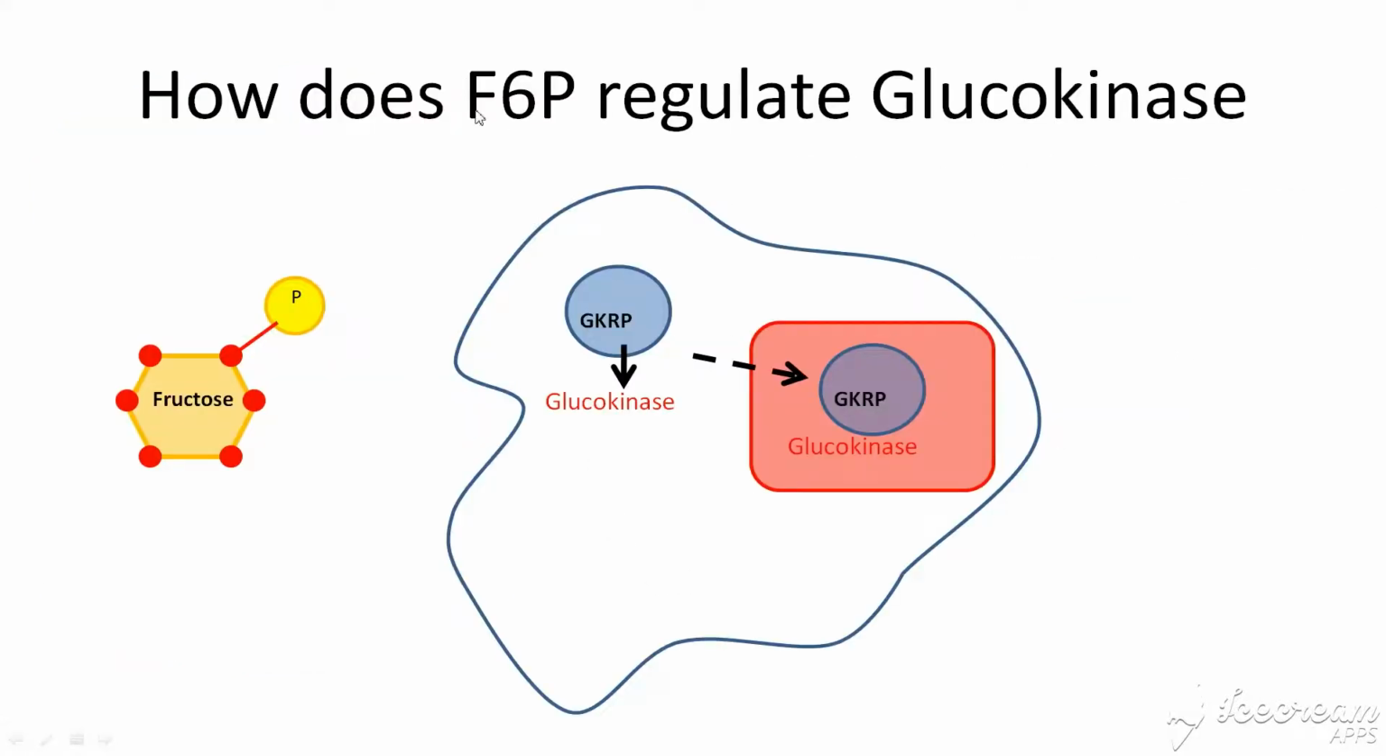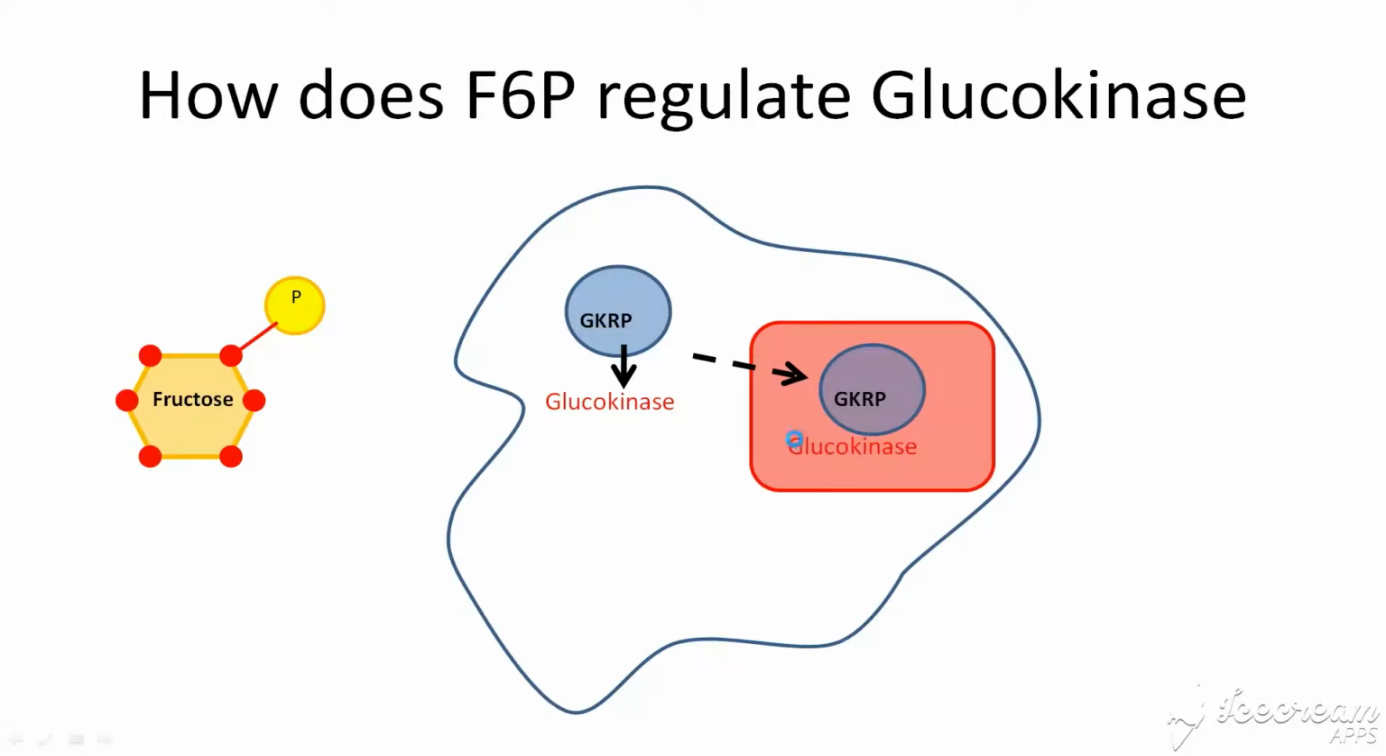Okay, so how does fructose 6-phosphate actually regulate glucokinase? Well, we said before that in the presence of fructose 6-phosphate, glucokinase will be inactive. So how does this happen? In the presence of high levels of fructose 6-phosphate, it's going to stimulate a protein called GKRP, or glucokinase regulatory protein. Now this GKRP protein is going to bind to glucokinase in the cytosol, and then it's going to transport it all the way into the nucleus. And of course, this is going to make glucokinase inactive.